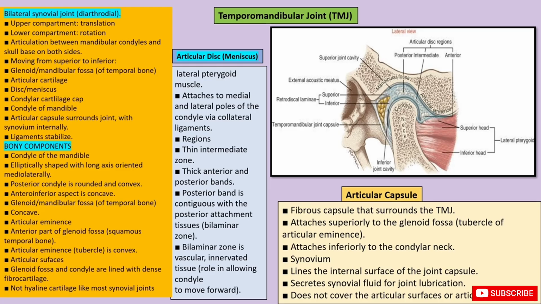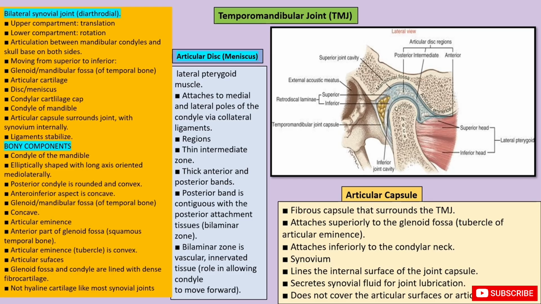Now, there are different regions of the articular disc, like the thin zone and the thick anterior and posterior bands. The posterior band has some tissues attached to it that are called the bilaminar zone. The bilaminar zone is the only zone of the TMJ which is vascular and innervated. So this is an important point that you can go through.